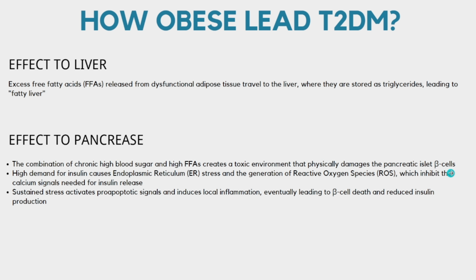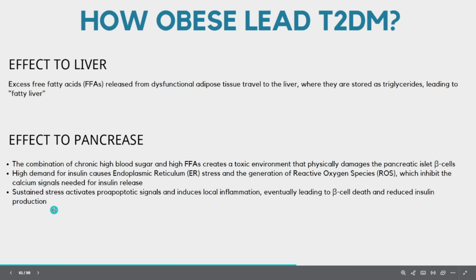If it damages the beta cell, high demand of insulin will cause ER stress, which is pancreatic ER stress, and generation of reactive oxygen species, which will inhibit the calcium signal needed for insulin to release. So it will activate the proapoptotic signal and induce local inflammation, leading to beta cell death and reduced insulin production.